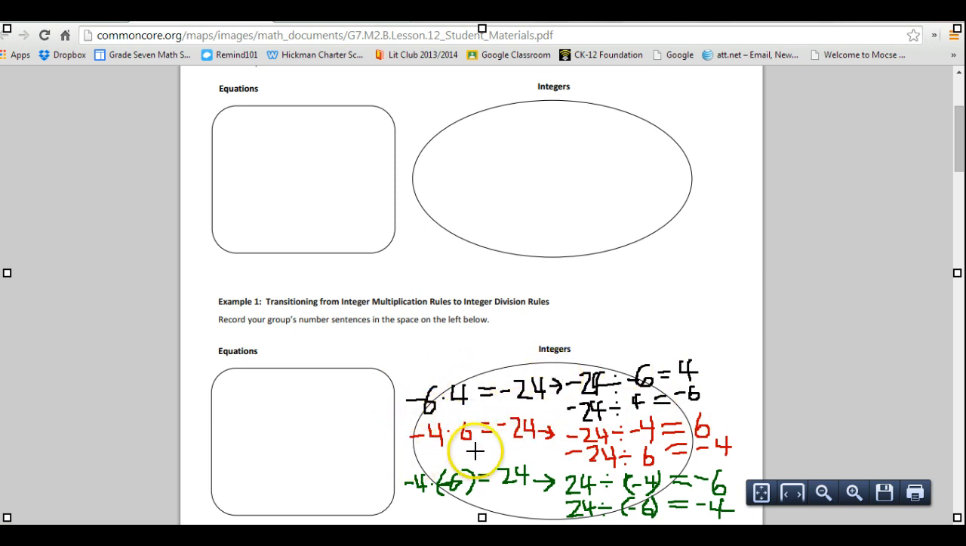Over here, -4 times 6 equals -24 relates to these two integer equations of division. And then we have this last multiplication problem, the two negative integers, -4 times -6 equals +24. That equation relates to these two division problems, where 24, a positive number, when divided by a negative number, is going to give you a negative result.